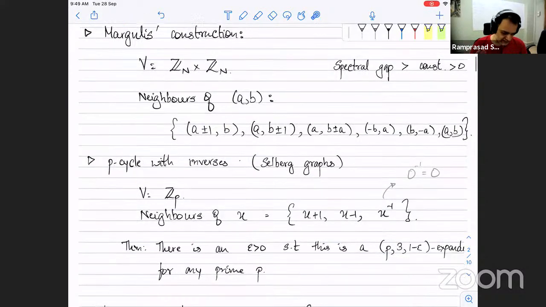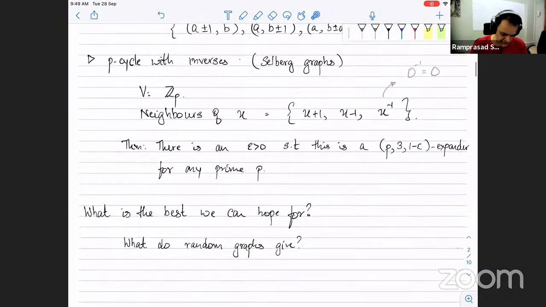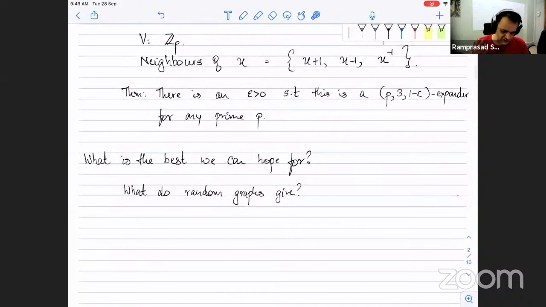Okay, so these are some examples that we saw. And then we also briefly spoke about what is the best that one can hope for. We are trying to somehow construct a constant degree expander and try to make lambda as small as possible. So one question that you should be asking is, what's the best lambda? I mean, when would I know that I have gotten close to the best thing?